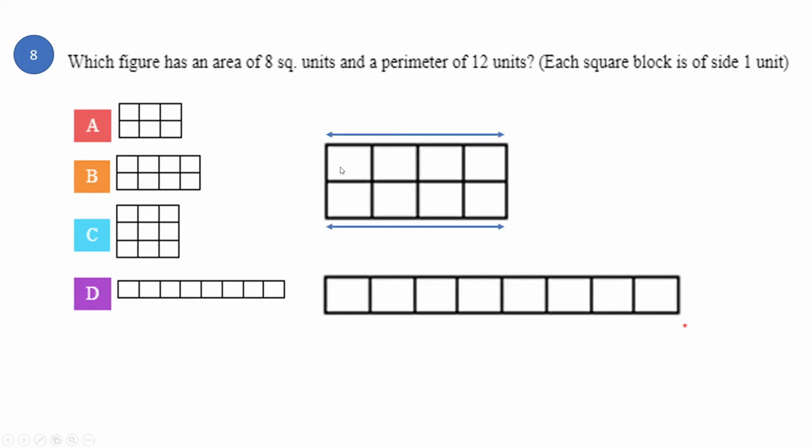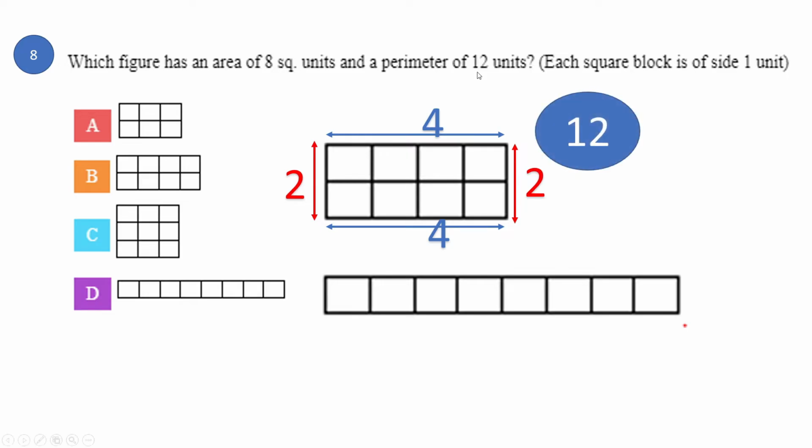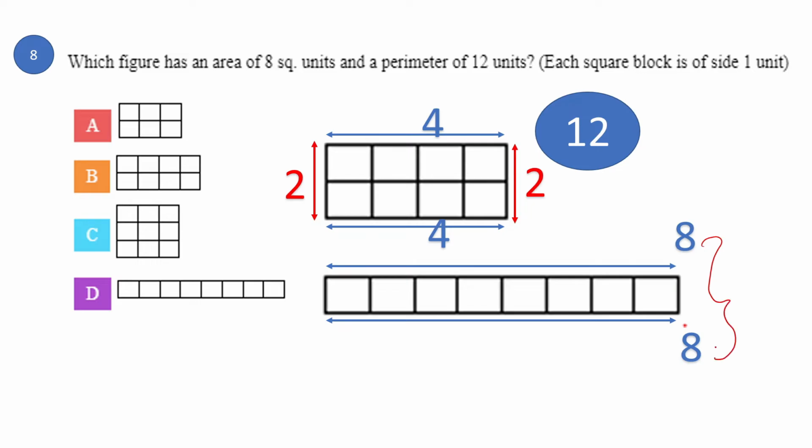In case of the upper figure, the length of both sides is 4 units and the breadth is 2 units, which if you add together will come to 12, which matches our answer. However, in the lower figure, the length of both sides would be 8 units because 8 blocks of 1 are placed next to each other, and this itself is 16, which is more than 12 units. So our answer is clearly option B.